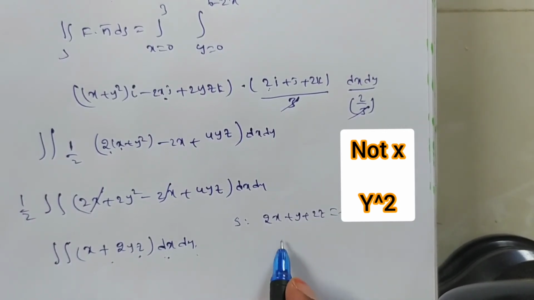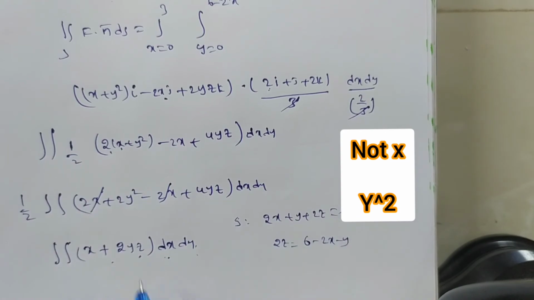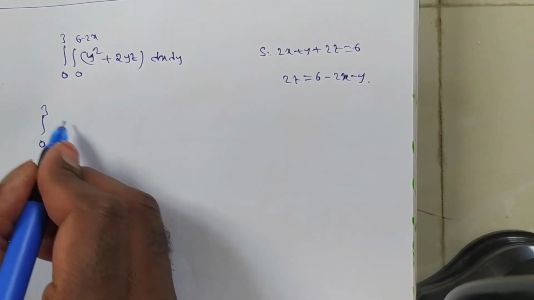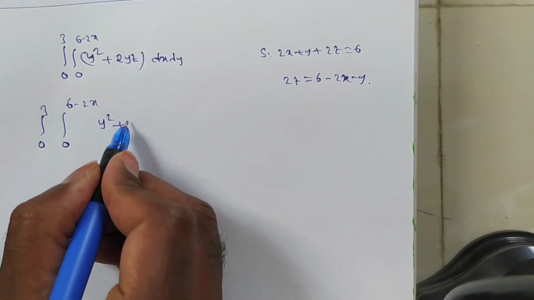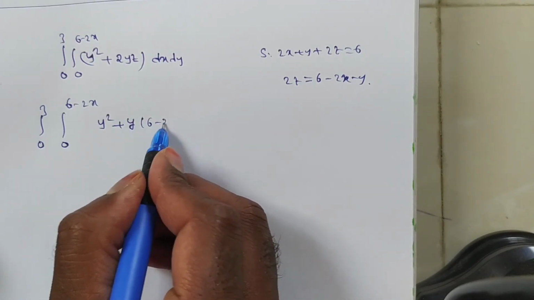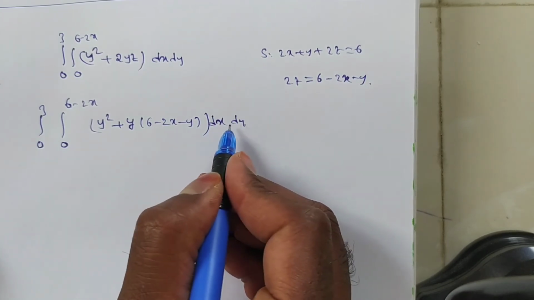This plane is given. So convert the z value here: 2z is there, so 2z is equal to what you can write? 6 minus 2x minus y. That's it, you write down. Now you observe z is in terms of x and y. We will have integral 0 to 3, integral 0 to 6 minus 2x, (y square plus y times 2z), where 2z is equal to 6 minus 2x minus y, into dx dy.